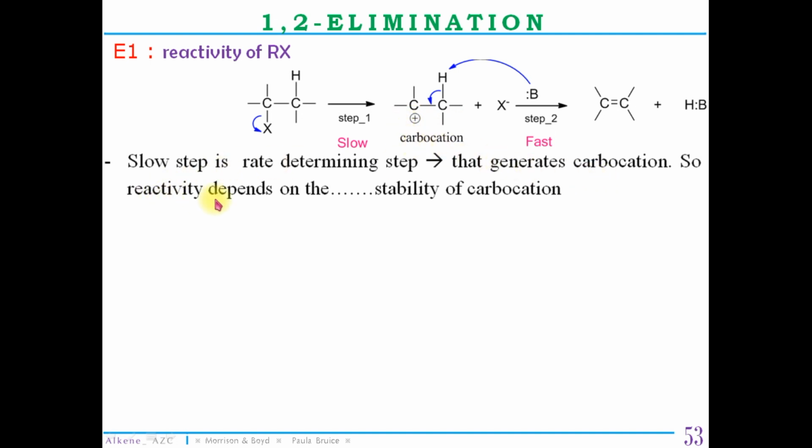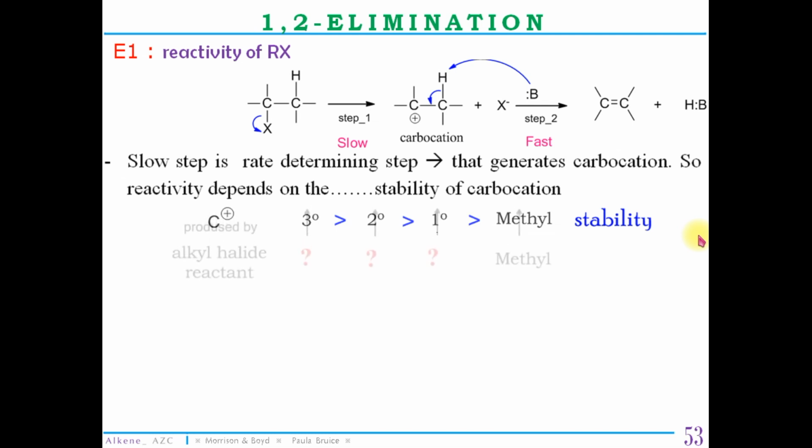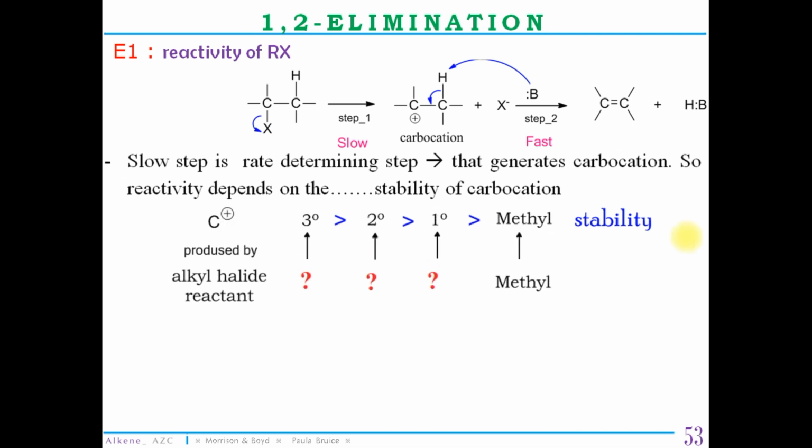So, reactivity depends on the stability of carbocation. We know the stability of carbocation: tertiary is most stable, then secondary, then primary, and then methyl carbocation. Now, how will we get this type of carbocation? Normally, carbocation is produced from the alkyl halide reactant, where tertiary alkyl halide gives tertiary carbocation.